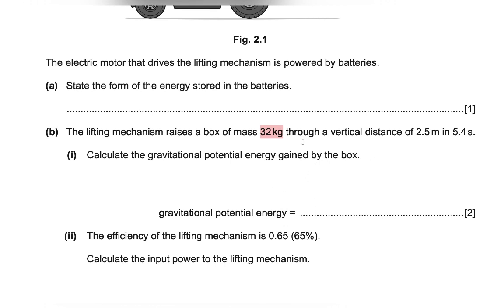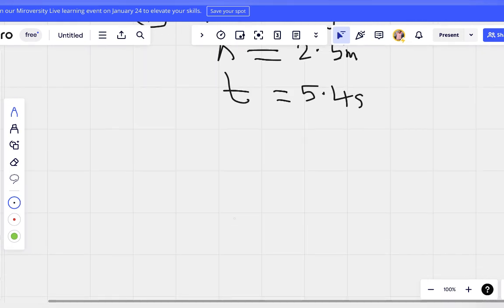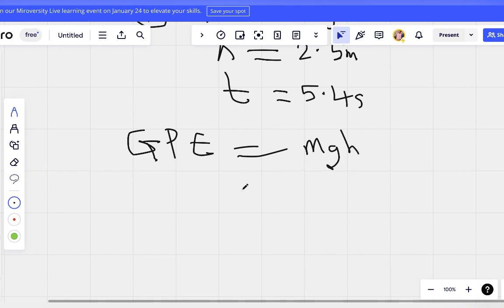Gravitational potential energy is mgh, right? The formula is mgh. We use the abbreviation GPE for gravitational potential energy. GPE is equal to mgh, which is mass times gravity. Mass times gravity is the weight of the object, then you multiply the weight by the vertical distance, and then you get the gravitational potential energy.